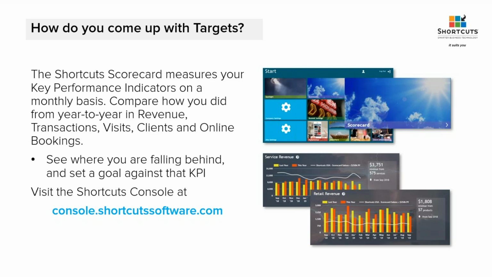So if you haven't looked at your key performance indicators in a long time, if you haven't looked at your scorecard in a long time, now would be a good time to go into the console.shortcutsoftware.com. You should be able to log in with your email and your password, which has hopefully already been set, and then take a look at your key performance indicators, because that's going to give you a sense as to where can I start entering my target information. Do I need to improve service, client retention, retail numbers? Take a good look at those numbers.